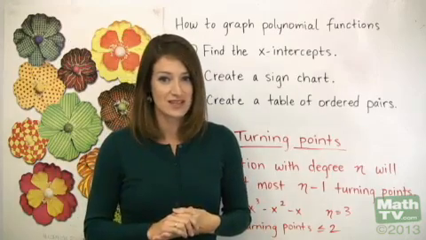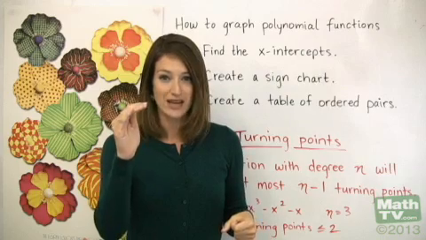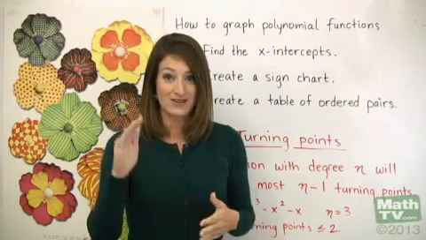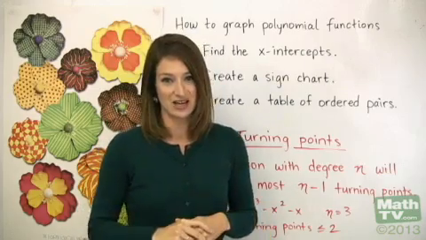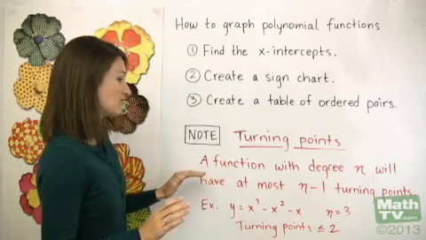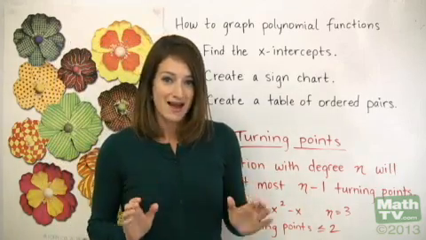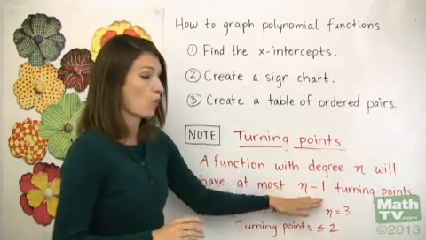So those are places in the graph where, say, the graph is increasing and then at some point it changes direction and it starts to decrease, or the other way around. It's decreasing and at one point it changes direction and starts to increase. So you can look at a given function, and if that function has a degree n, the maximum number of turning points that that function can have is n minus 1.